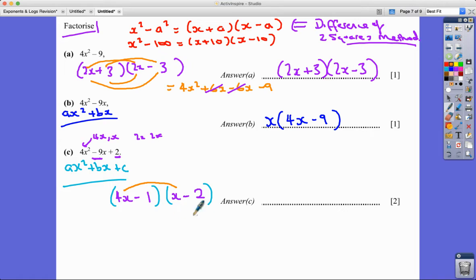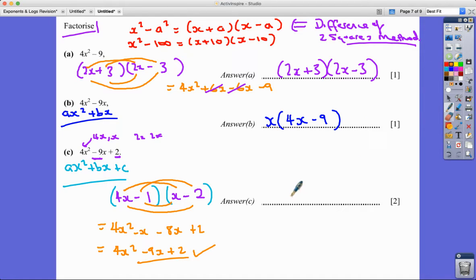So 4x squared. If I times this out, I get 4x squared there. I get plus 2 on the end. And in the middle, I get minus x and I get minus 8x. And that together gives us 4x squared minus 9x plus 2. So I've done it. I did it through a bit of detective work, quite tricky. So the answer is 4x minus 1, x minus 2. So there's the 3 main types of factorization going on in this question. And hopefully it's revision, and hopefully a lot of that made sense.